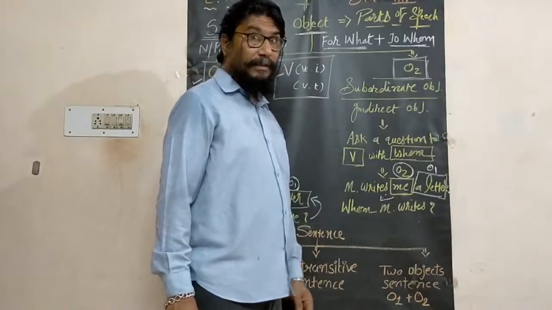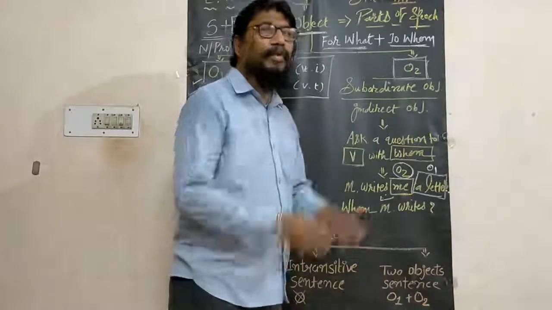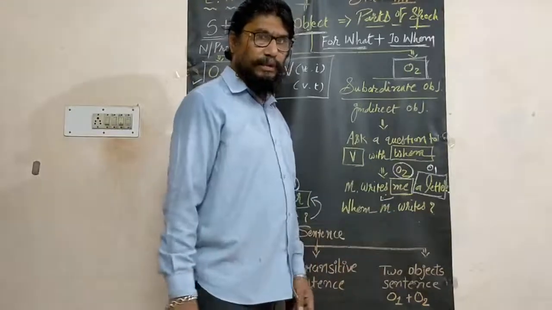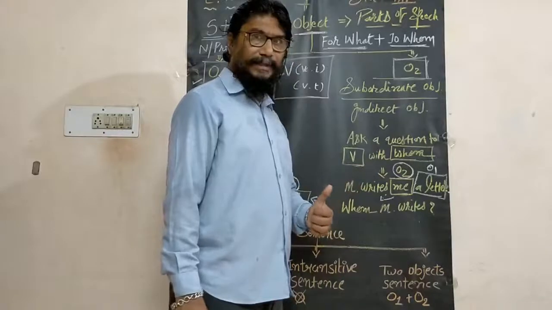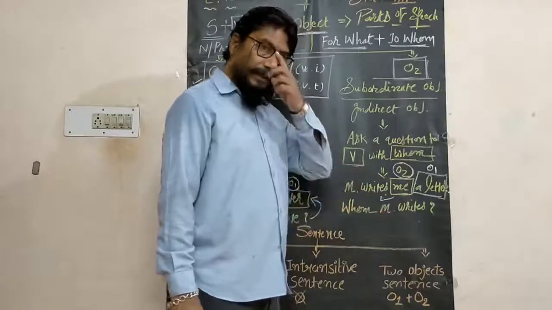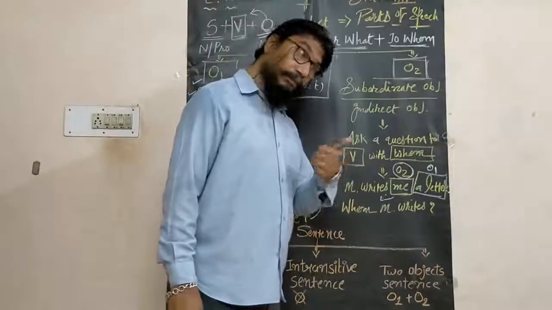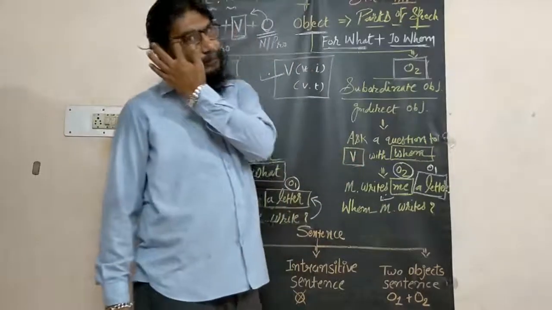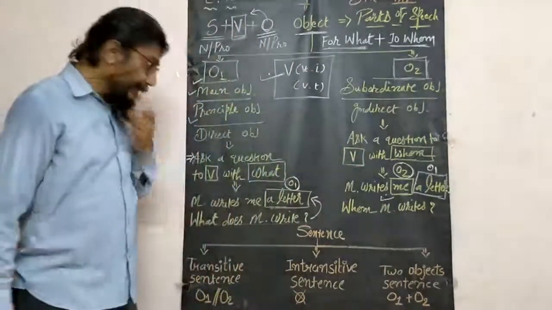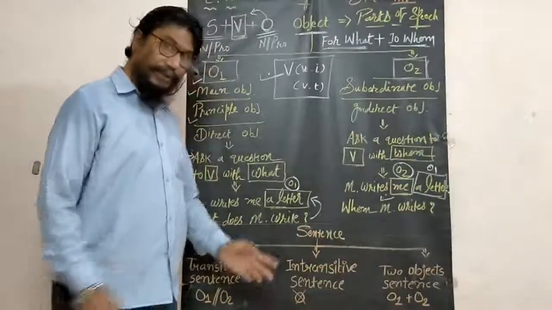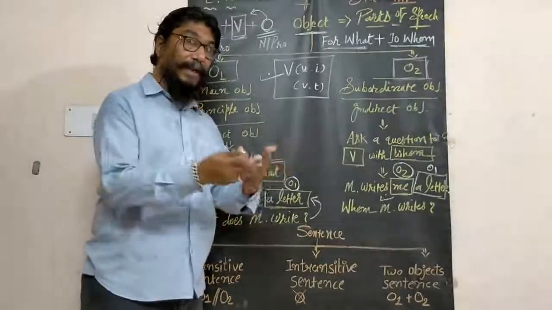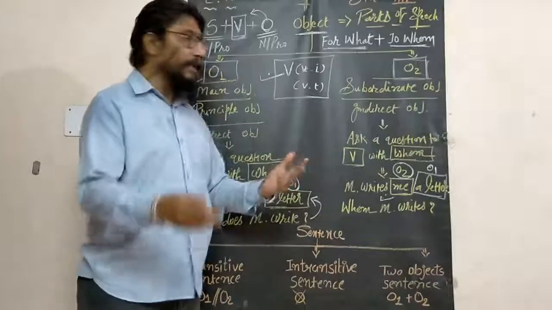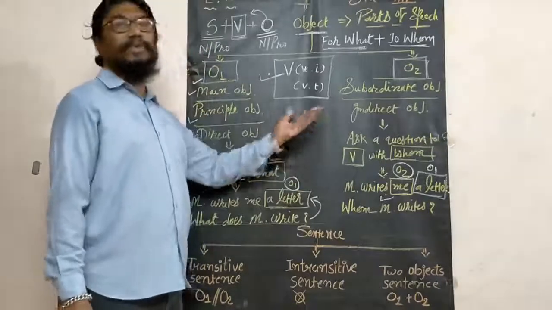Somewhere else, no object: I go to school. What I go, you will not get the answer. Whom I go, you will not get the answer. Where I go, to school, you will get the answer because that is with the place. Got the idea? So this one is an intransitive sentence, you are not having any object. O1 is also not there, O2 is also not there.